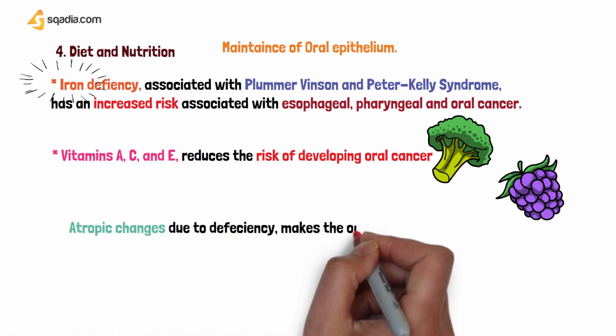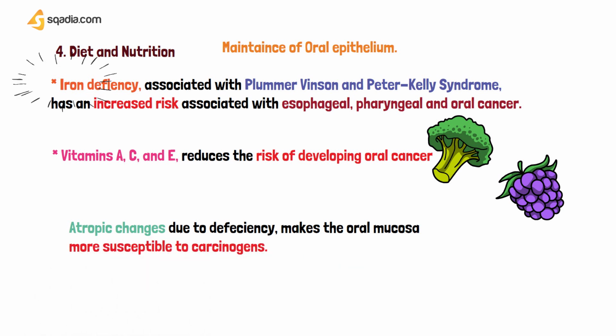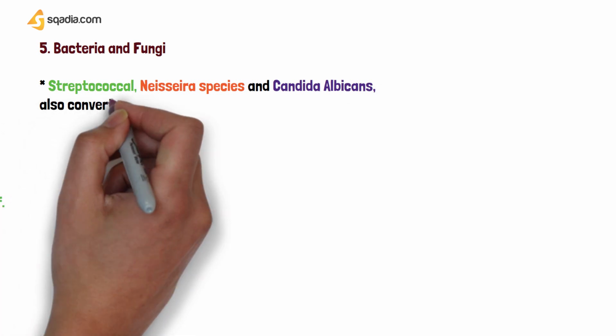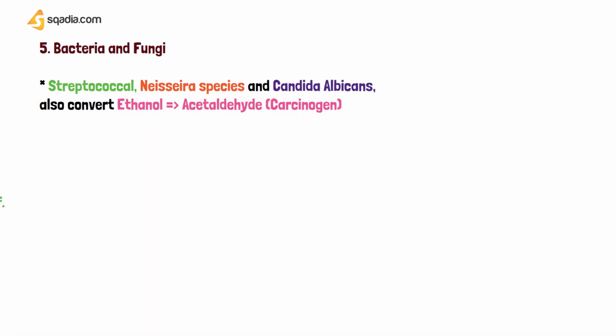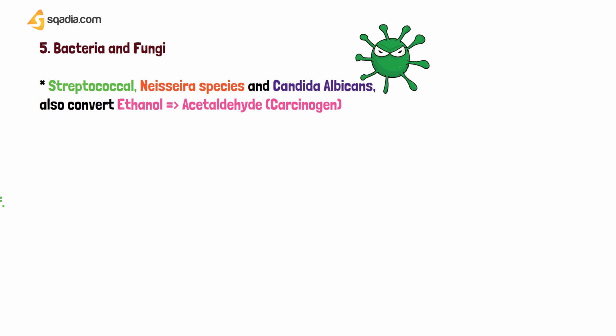If there is a deficiency, there are going to be atrophic changes. Thinning out of the epithelium makes it more susceptible to carcinogens. Next, bacteria and fungi. Streptococcus, Neisseria species, and Candida albicans all have the ability to convert ethanol into acetaldehyde. And like we discussed before, acetaldehyde is the carcinogen.